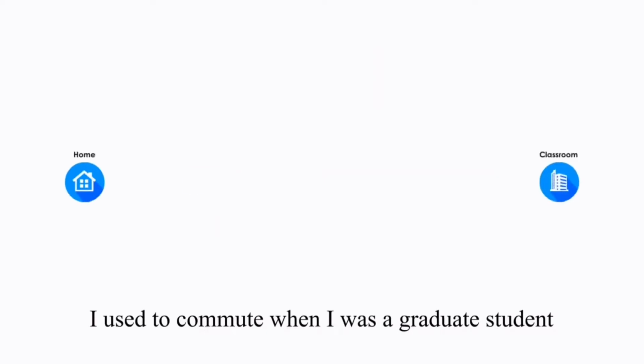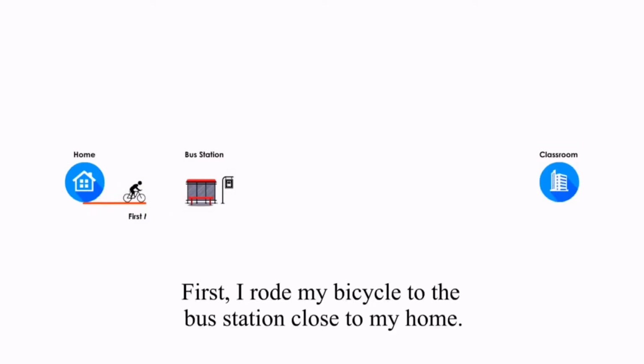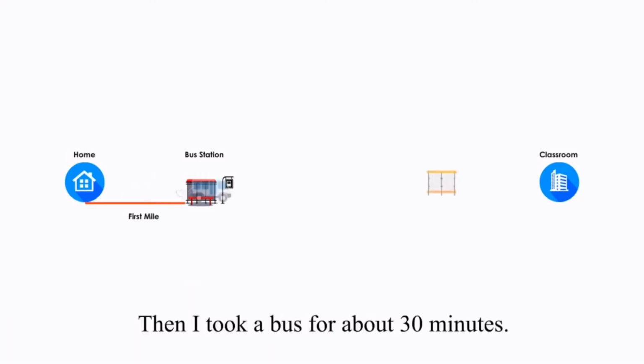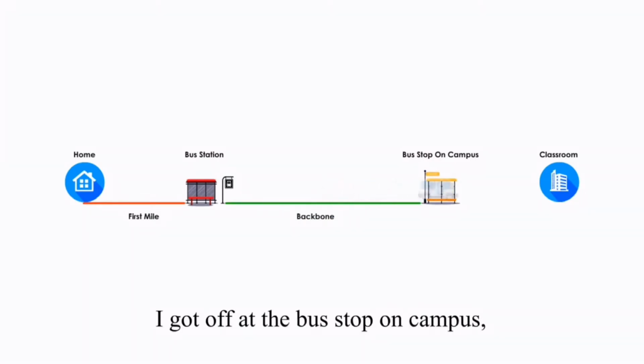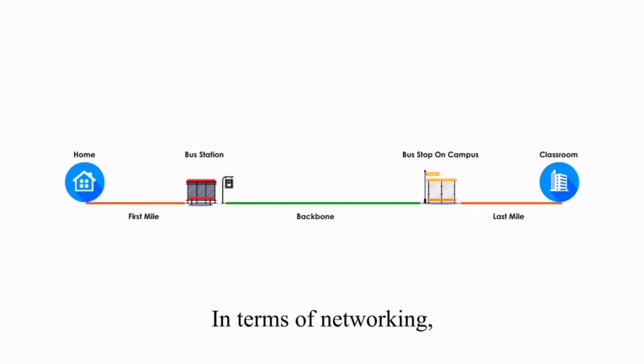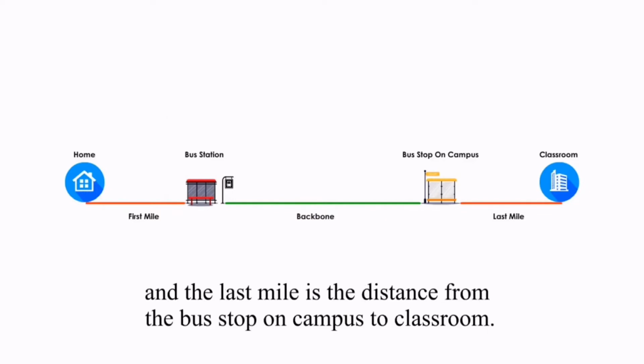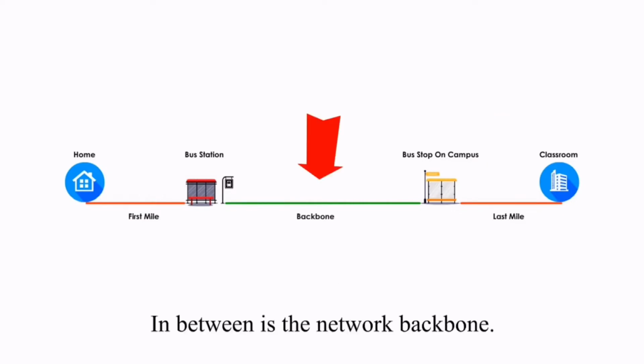I used to commute when I was a graduate student in Atlanta, Georgia many years ago. First, I rode my bicycle to the bus station close to my home. Then I took a bus for about 30 minutes. I got off at the bus stop on campus, and then I walked for several minutes to my classroom. In terms of networking, the first mile refers to the distance from my home to the bus station, and the last mile is the distance from the bus stop on campus to my classroom. In between is the network backbone.